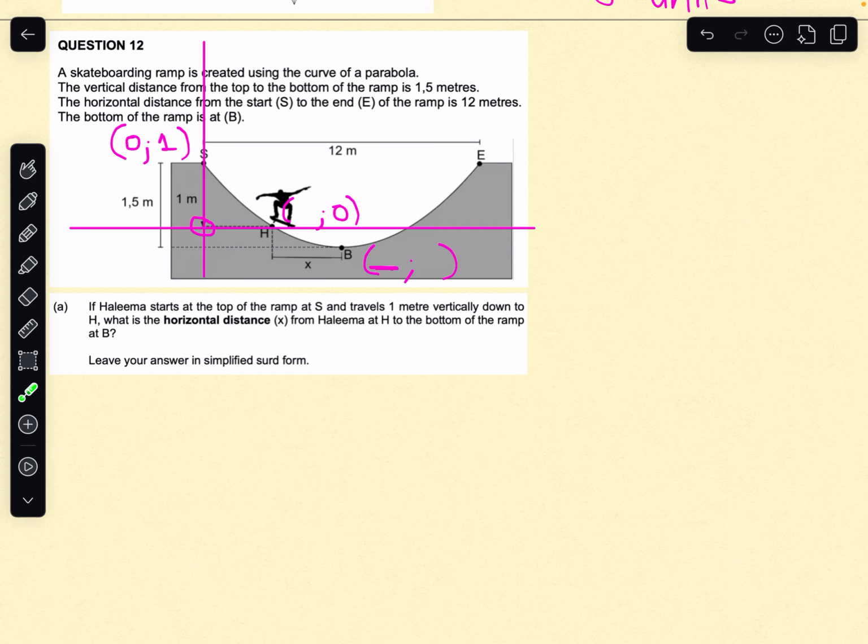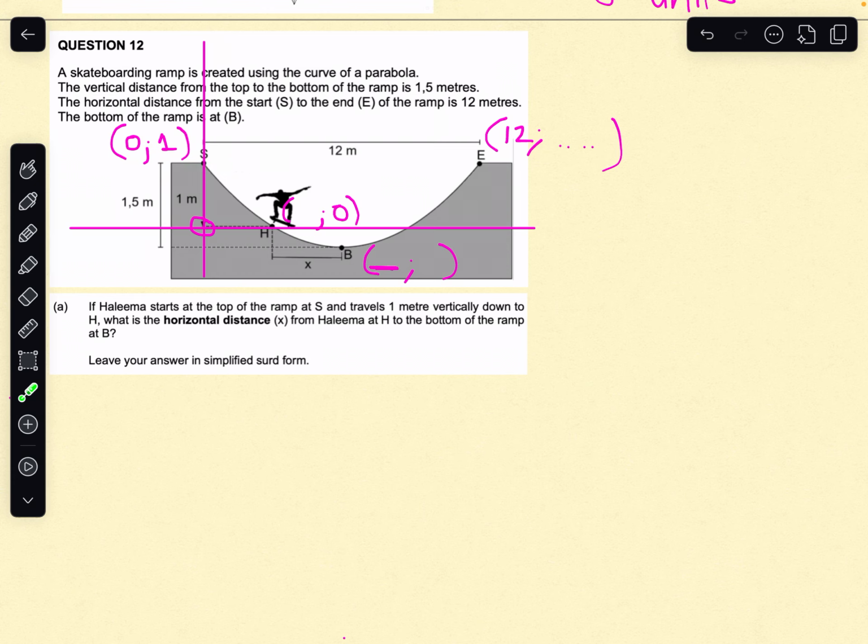We also know that the horizontal distance between S and E is 12 meters. So the coordinates of E will be 12 and something. I assume that they are at the same vertical height, but they didn't tell us that. What if it's a ramp like this that ends up there? Visually it looks like they are on the same level, but they might not be.